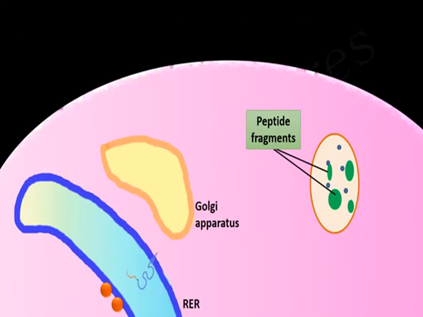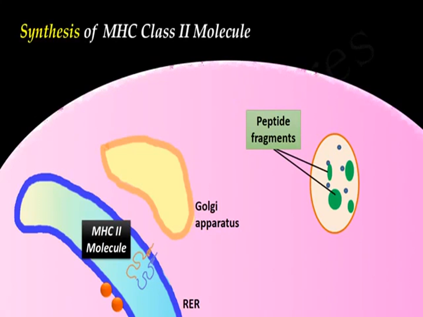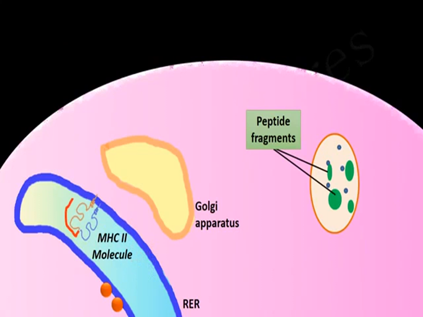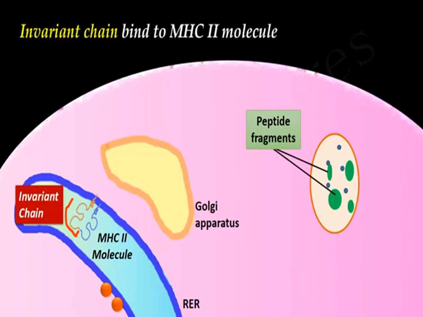MHC class II molecules are synthesized and assembled in the rough endoplasmic reticulum. Here, the alpha and beta chains of the molecules associate with a third protein chain, called the invariant chain. This invariant chain binds to the groove of the MHC class II molecule. This binding stops self-peptides in the rough endoplasmic reticulum from binding to the MHC molecule.